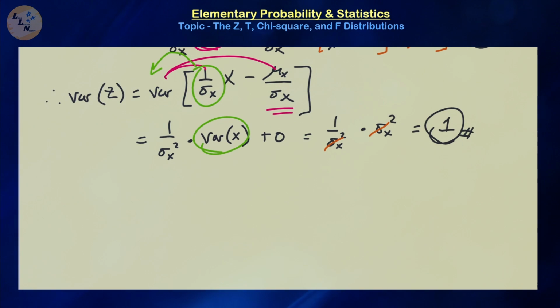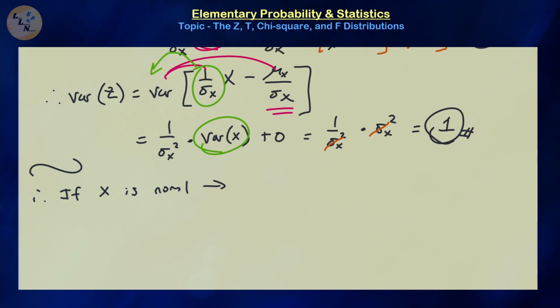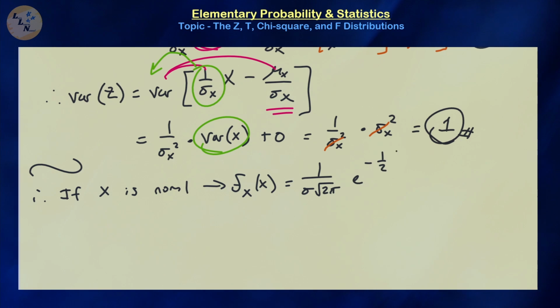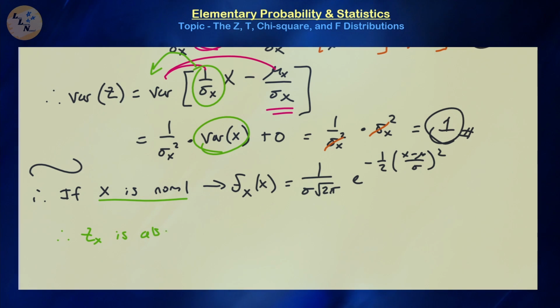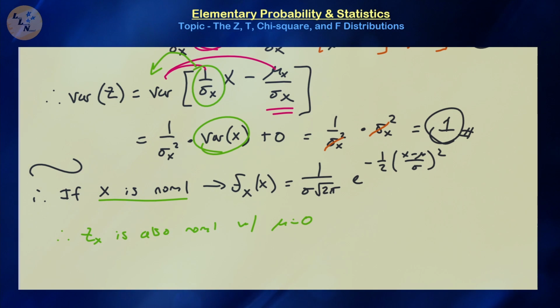All right. So if that is the case, that means if x is normal, then the distribution of x is going to have the formula 1 over sigma times the square root of 2 pi times e to the minus 1/2 times the quantity (x minus mu) divided by sigma, squared, right? But if x is normal, that means that z of x is also normal, with the mean being equal to 0 and the variance being equal to 1.